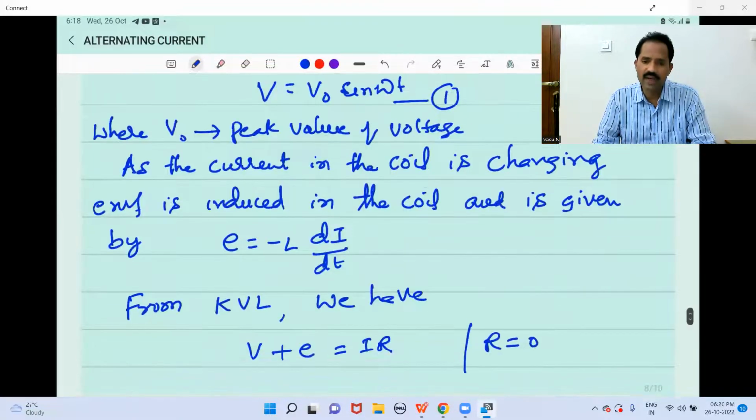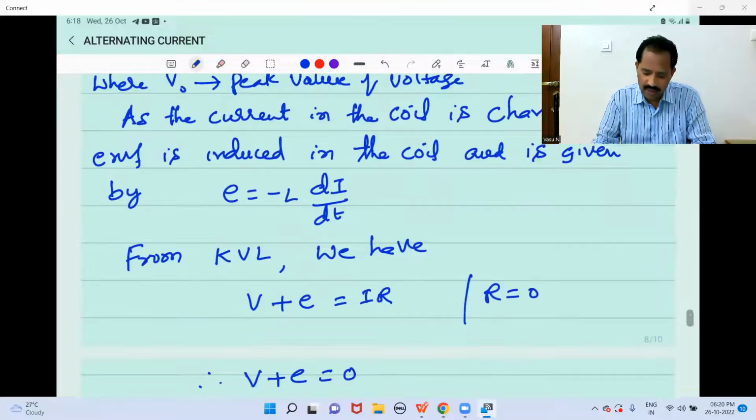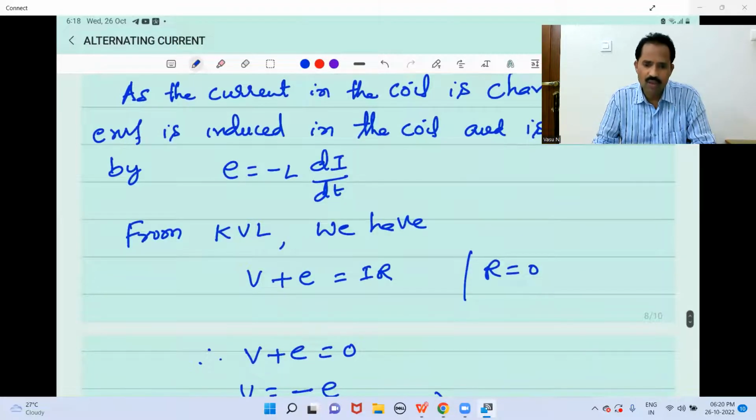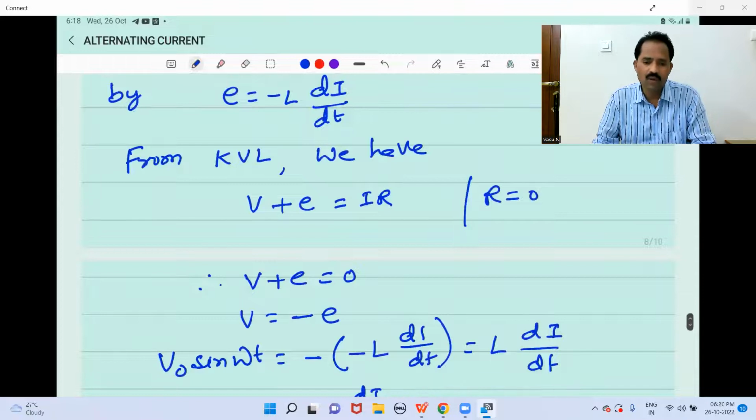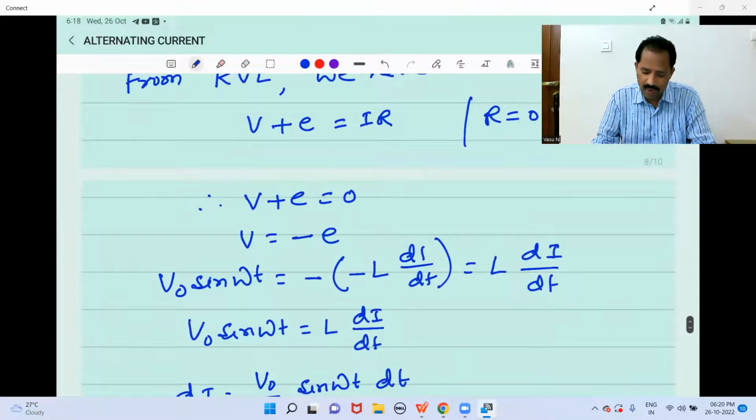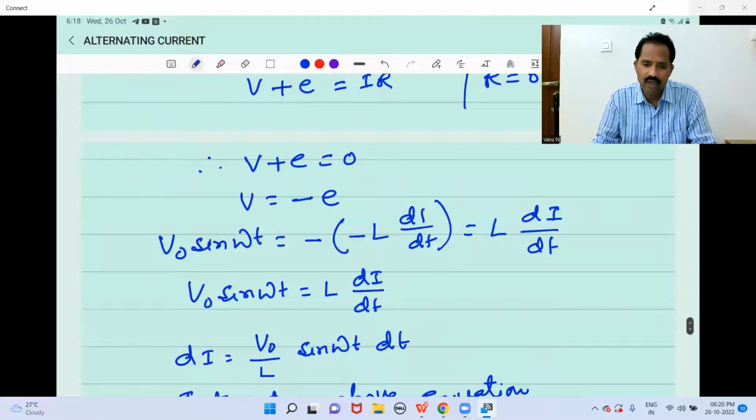Now from KVL we have V plus E is equal to I into R, but R is equal to 0. Or I can say V plus E is equal to 0, V is equal to minus E. Substituting for V and E, V naught sin omega t is equal to minus of minus L into di by dt, or V naught sin omega t is equal to L into di by dt. Rearranging for di, because I want current I, separate it. di is equal to V naught by L sin omega t dt.